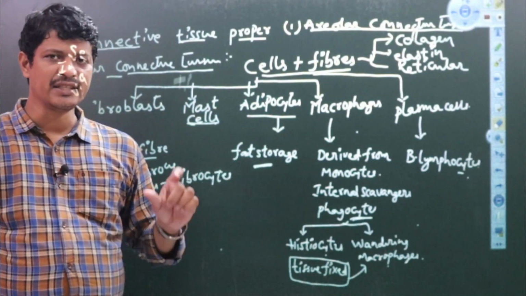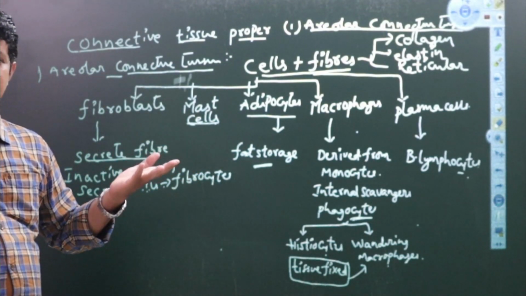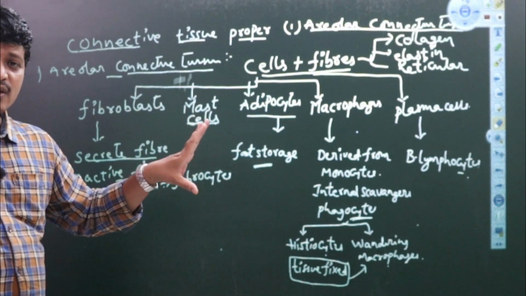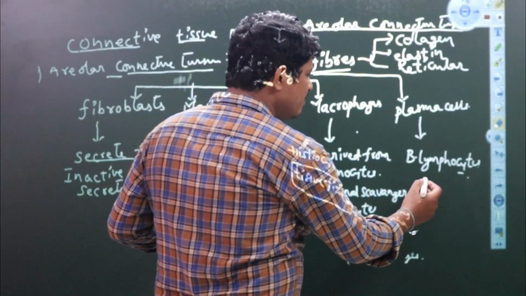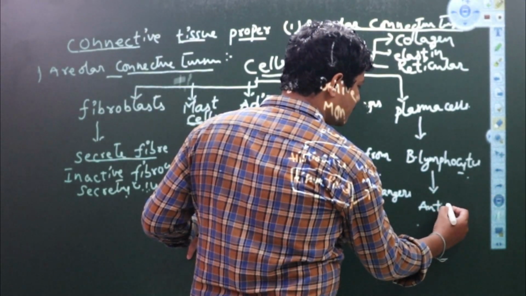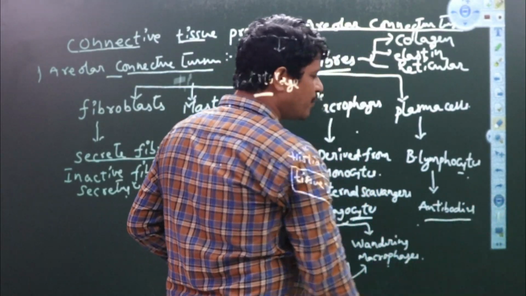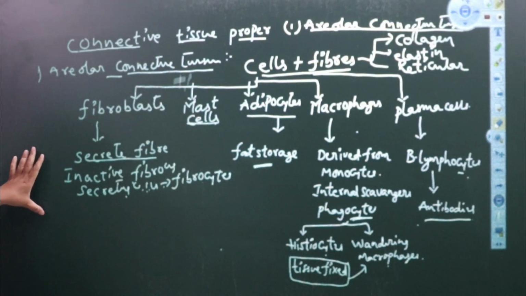In these lymphocytes, there are two types: B lymphocytes and T lymphocytes. Whatever it may be, they are involved in immunity. From the B lymphocytes, antibodies are produced. These are the cells of the areolar connective tissue.